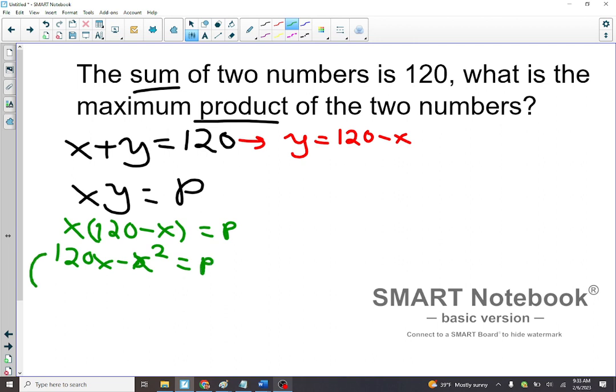Then we're going to derive. So when we derive, this is going to reduce to 120. This is going to become 2x. And then this p value is going to be 0. Technically it's dp over dx, but I know I'm looking for a maximum, so I set it equal to 0. All right, in that case, I want to see where x is. X equals 2x on both sides, minus 120, so x is 60.